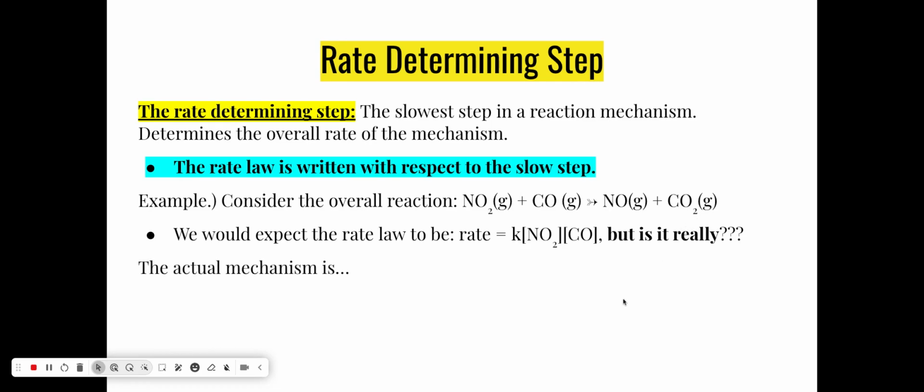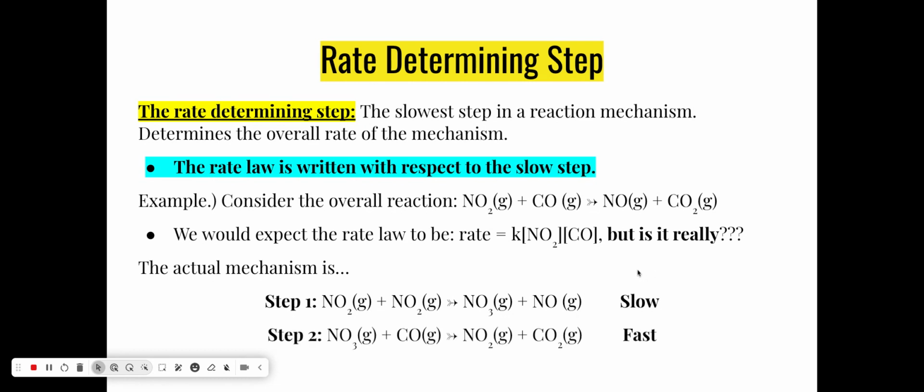So the actual mechanism is 2 molecules of nitrogen dioxide react to form nitrogen trioxide plus nitrogen monoxide. And as you guys can see, we're being indicated that this is the slow step. Now, in step 2, we have nitrogen trioxide reacting with carbon monoxide to get our NO2 plus CO2.